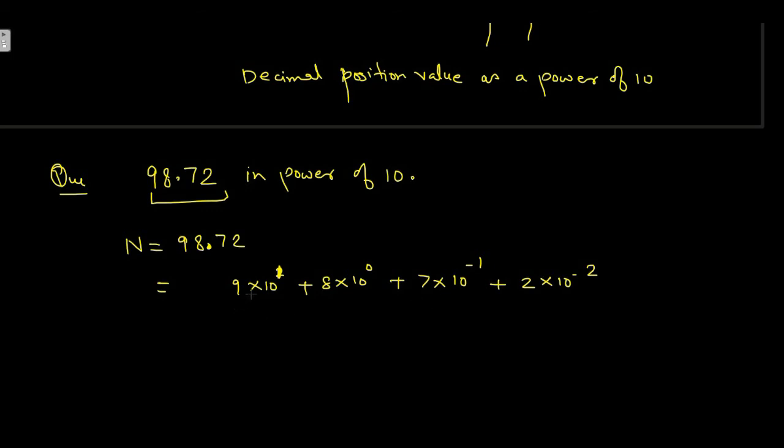Here the digit 9 has a weight of 10. Digit 8 has a weight of 1. Digit 7 has a weight of 1 by 10. And digit 2 has a weight of 1 by 100.